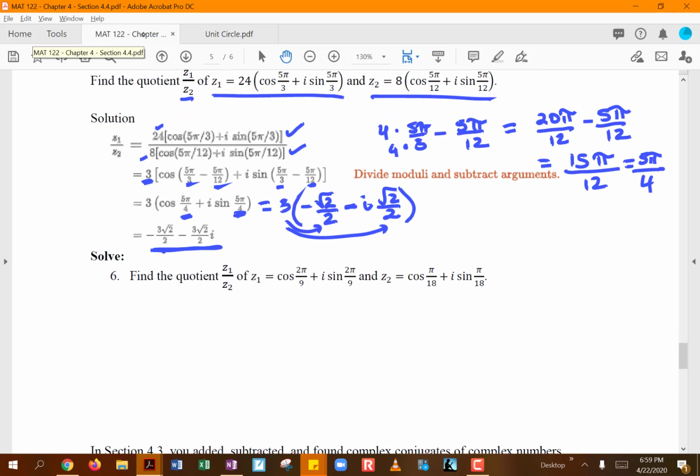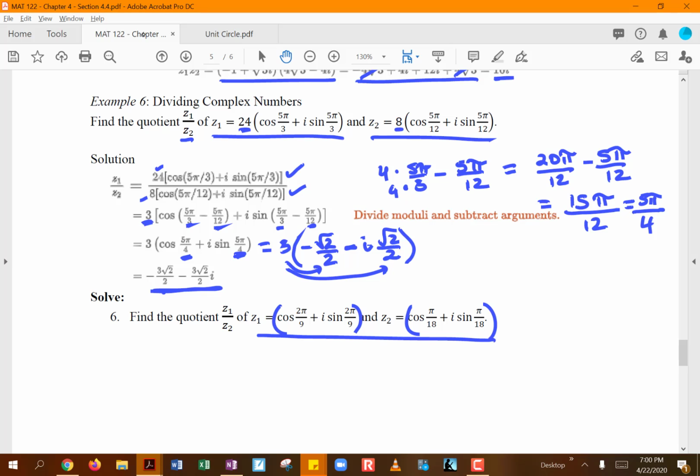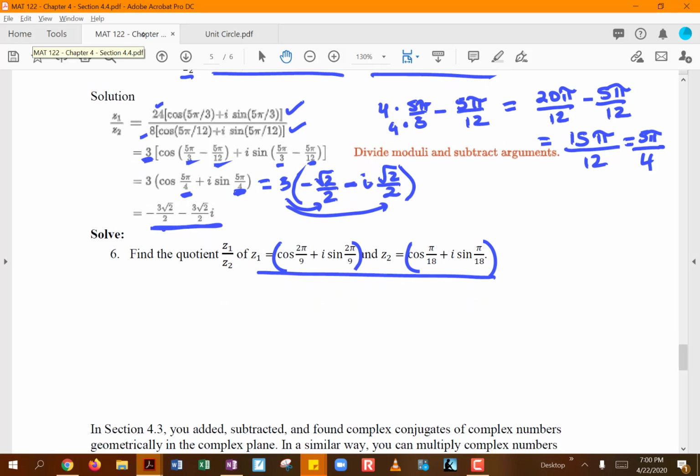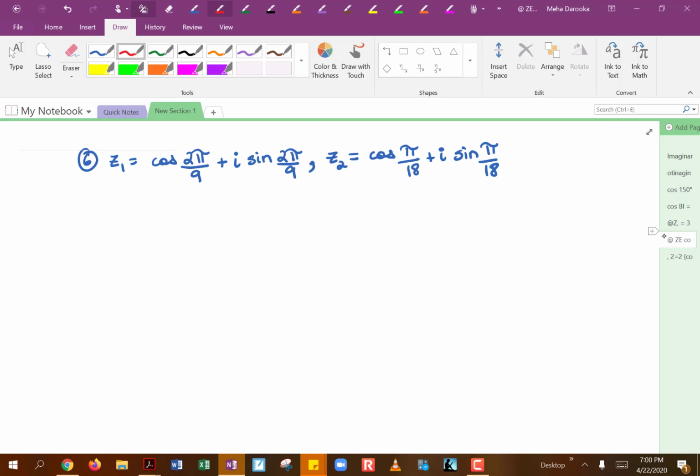Alrighty folks, so let's take a look at our next example over here. We are given z1 as cosine of 2 pi over 9 plus i sine 2 pi over 9, and z2 is given to us as cosine of pi over 18 plus i sine pi over 18. Now you will notice for both of these complex numbers, we don't have an r value in front, like we had a 24 and an 8 before. So there are no r values in this example.